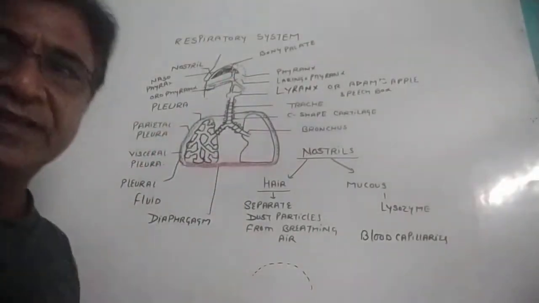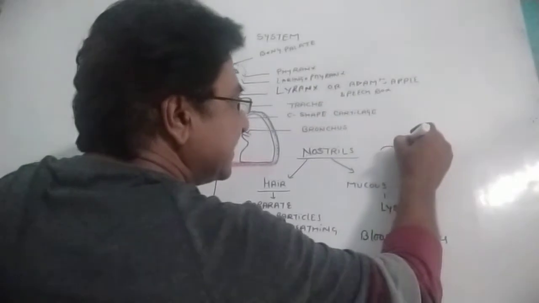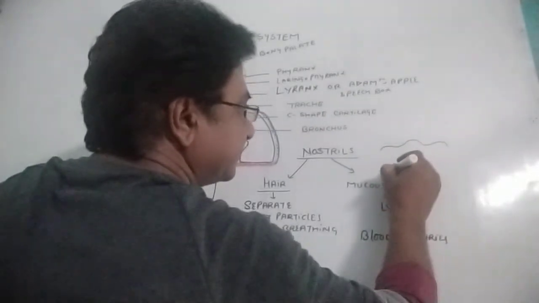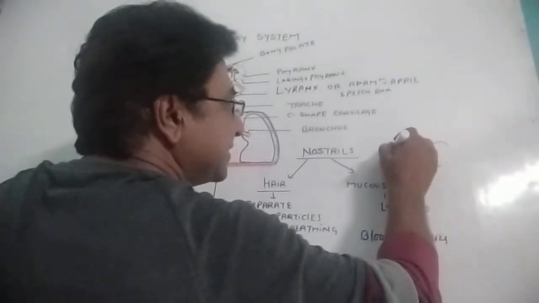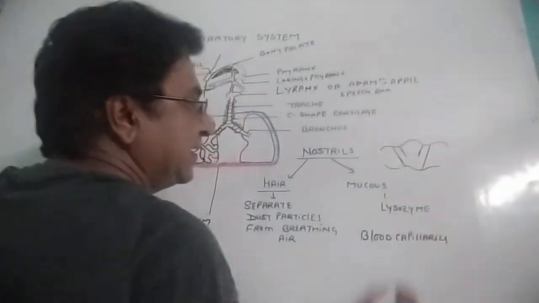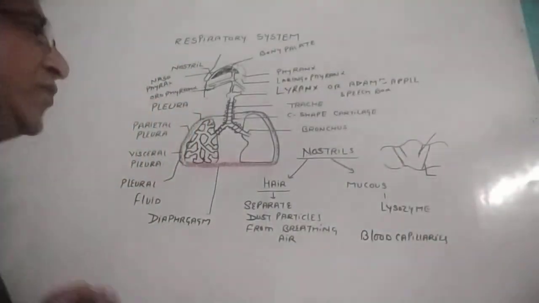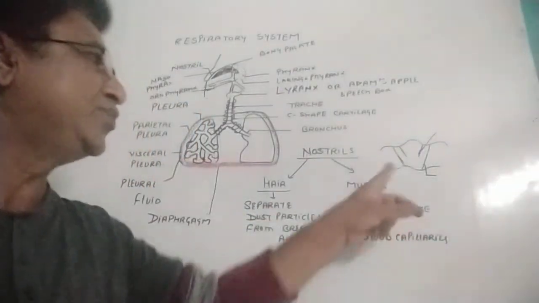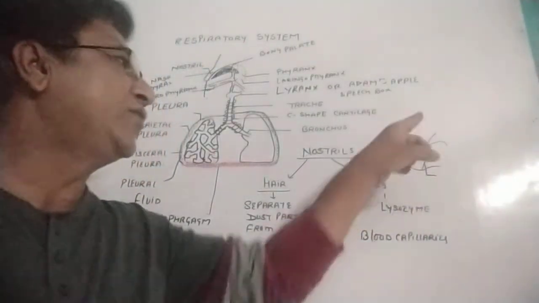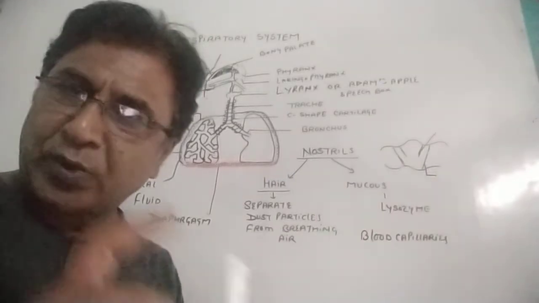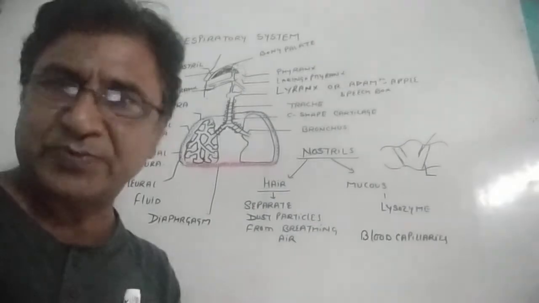In the larynx region, there are two pairs of vocal cords. One is the posterior pair, one is the anterior pair. Vocal cords are cord-like structures. The posterior vocal cords are vestigial, not working. The anterior vocal cords are working. They vibrate to produce speech. So that is why it is also called a speech box.